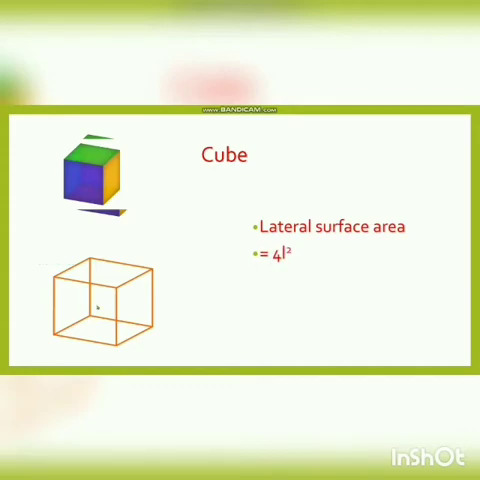Cube also has 4 lateral surfaces. So the formula of lateral surface area of cube is 4 l square. Total surface area of cube is 6 l square. And volume of cube is equal to l cube.